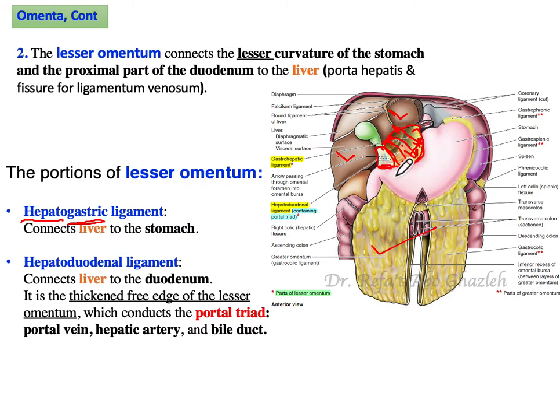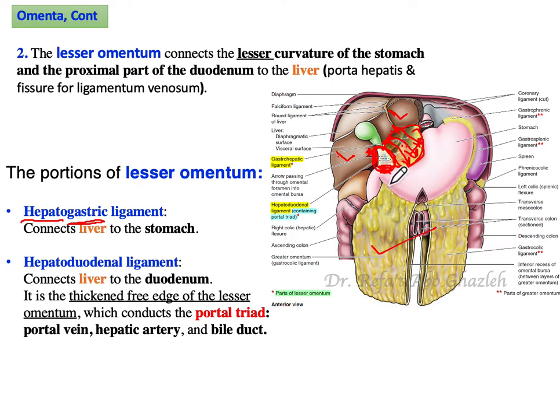The second part, the ligamentous part, is more thickened than the membranous part. So this part of the lesser omentum is not hepatogastric, no, it's called hepatoduodenal, because it connects the liver to the first part of the duodenum. That's why it's called the hepatoduodenal ligament.